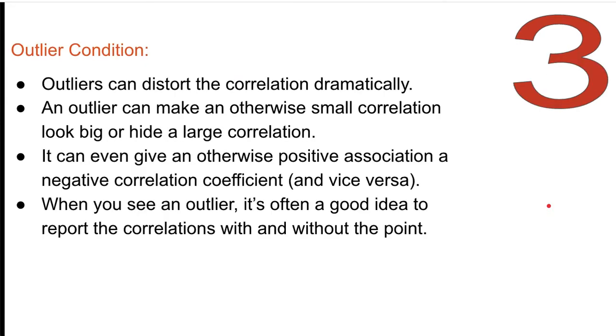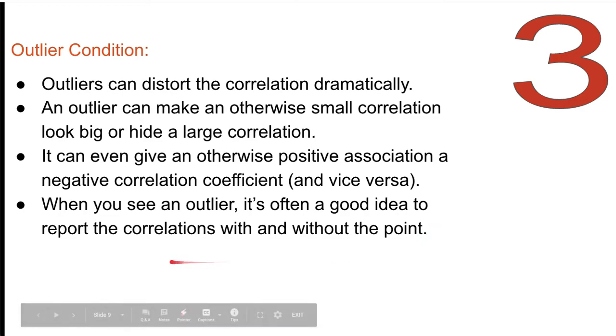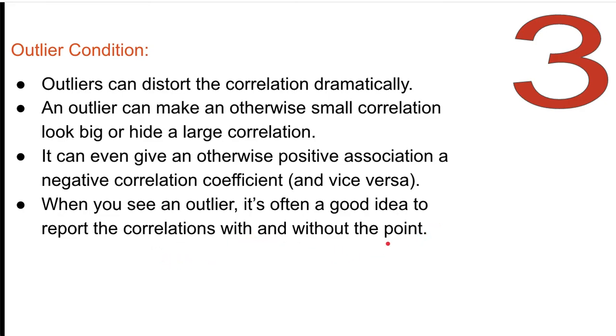Your outlier condition. So we're going to look, outliers can distort your correlation dramatically. An outlier could make it appear that something that has a very small correlation could actually look very large when you do the calculation. Or it could be the other way around. So if there is an outlier, a rule of thumb here is it's often a good idea to report the correlations with or without your suspected outlier.